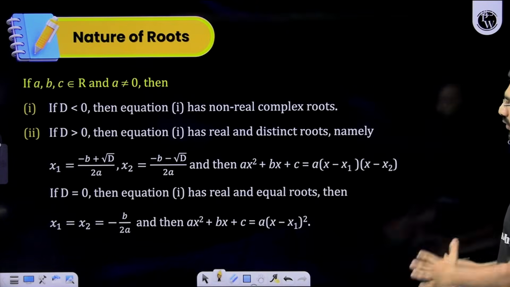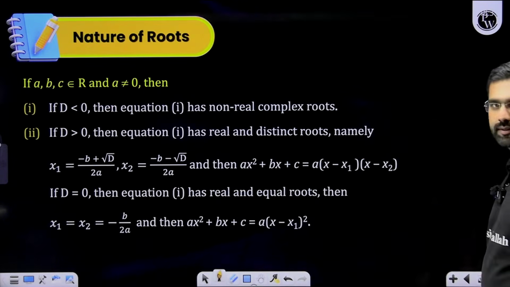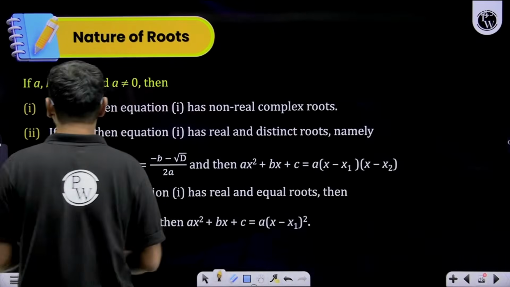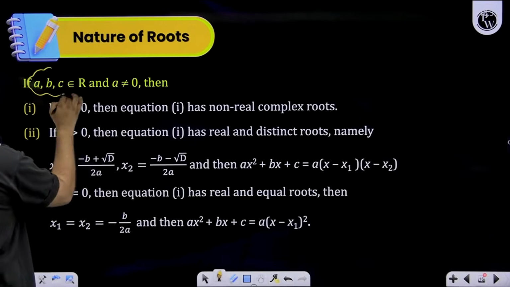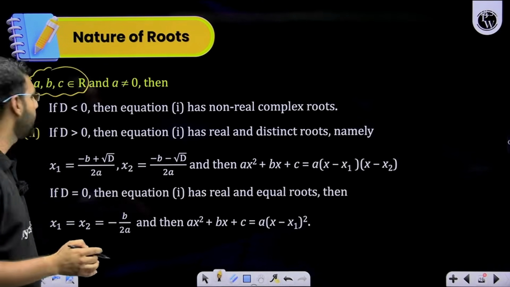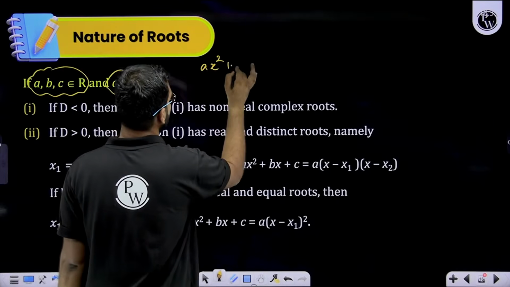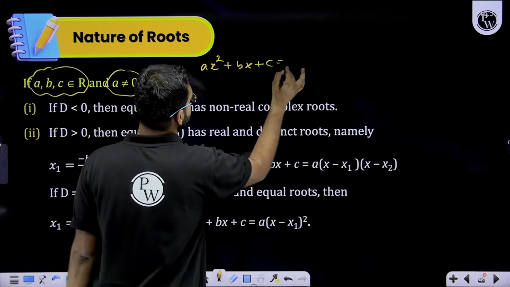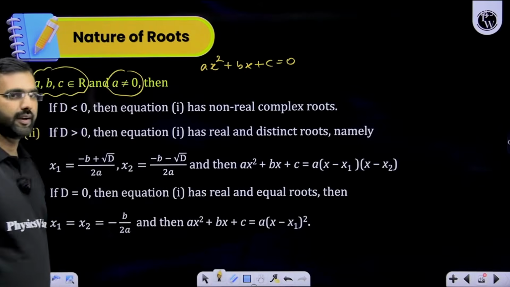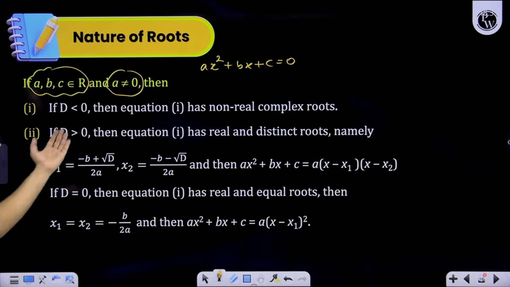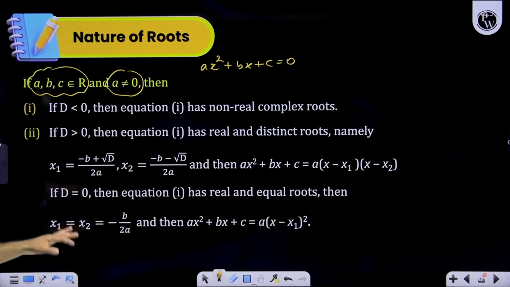With that, let's understand a few more concepts. When you talk about nature of roots, what is the meaning of nature of roots? Let's say a, b, c are some real numbers, of course, where a is not 0. We are talking about the quadratic ax square plus bx plus c. This is the quadratic we are putting under consideration. I hope you remember what happens when D is negative, when D is positive, and when D is 0. We have discussed it many times.